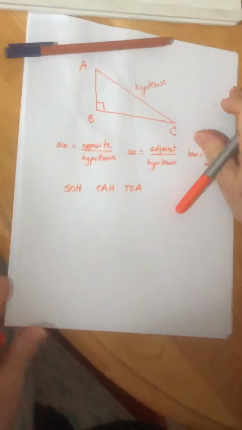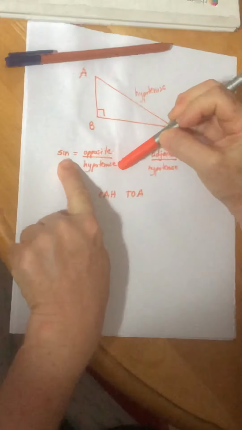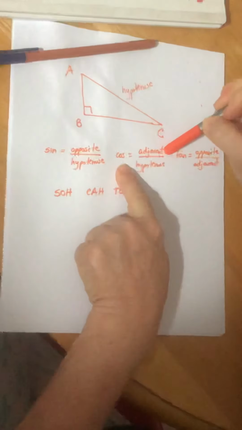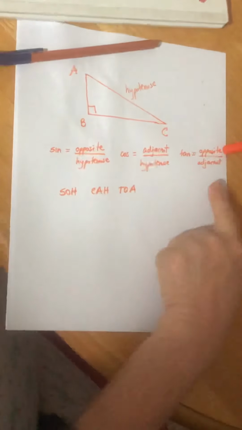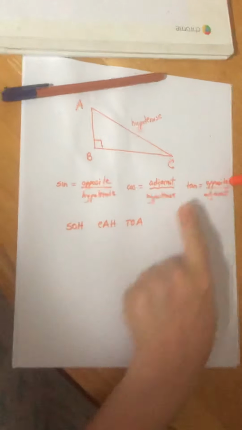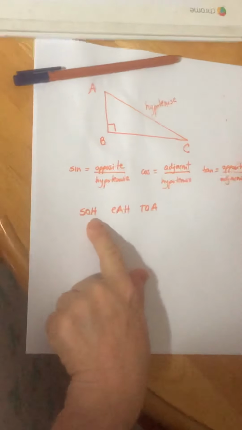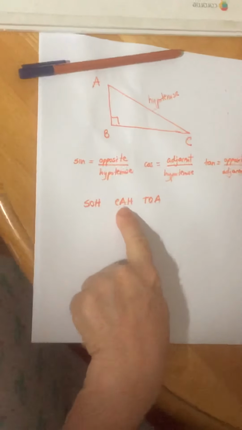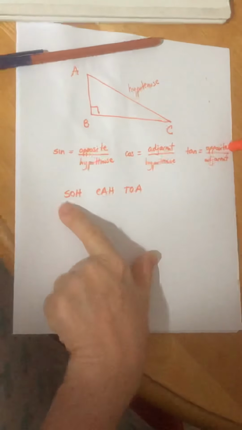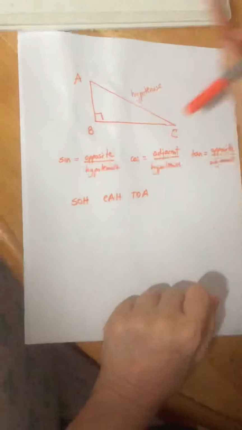Now, if we're looking at the ratio opposite over hypotenuse, that is called sine. If we look at the ratio adjacent over hypotenuse, that is called cosine. And if we look at the ratio opposite over adjacent, that is called tangent. So the way I remember this is with the shortcut SOHCAHTOA. Sine is opposite over hypotenuse, cosine is adjacent over hypotenuse, and tangent is opposite over adjacent. So SOHCAHTOA is what we're going to be talking about in this new chapter.